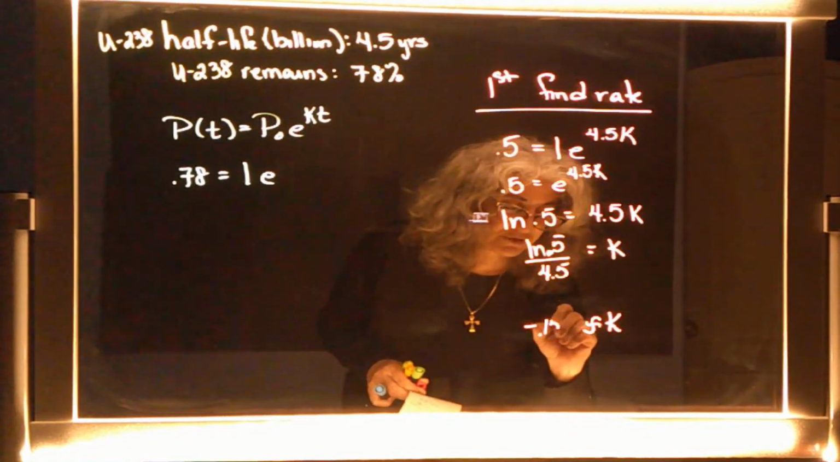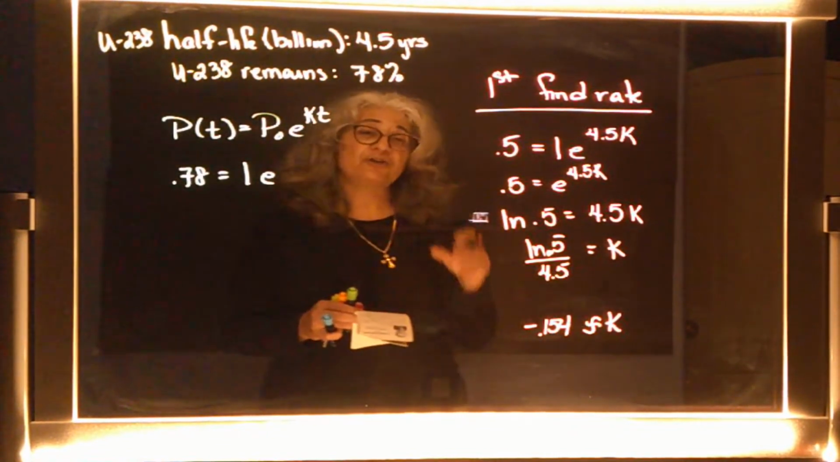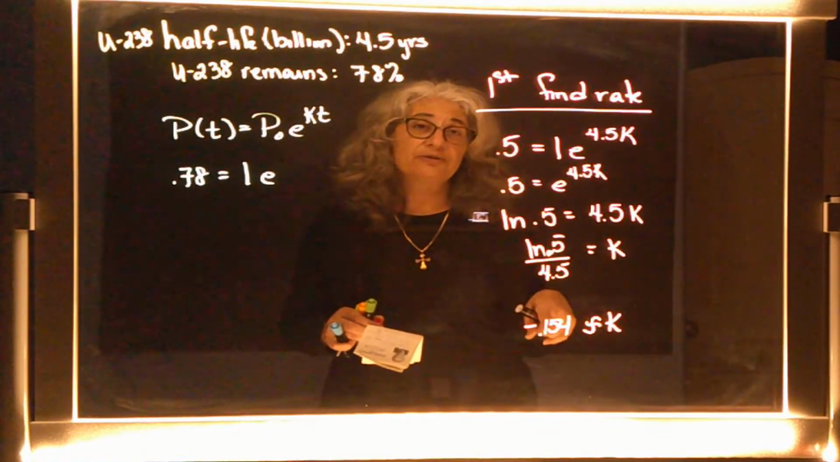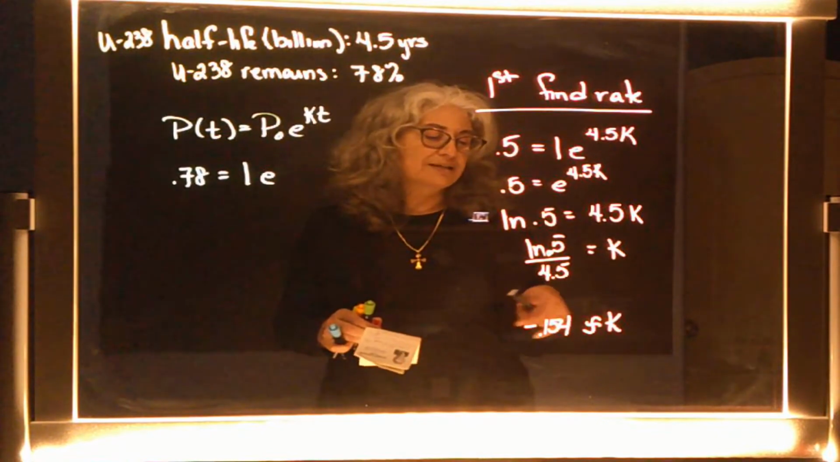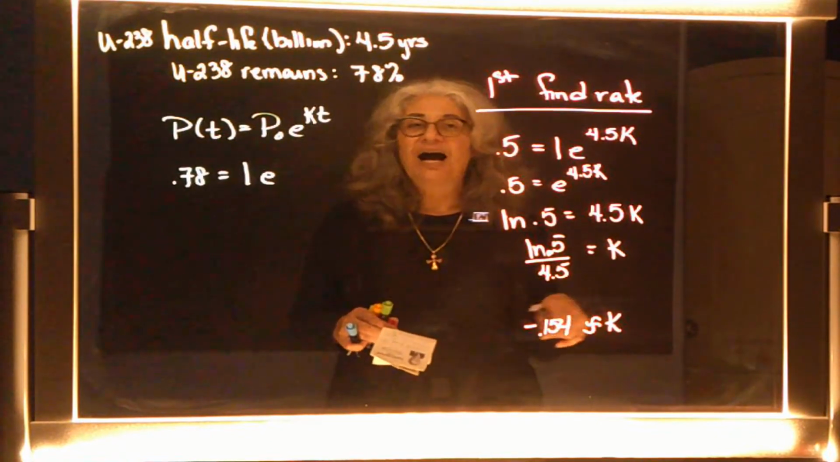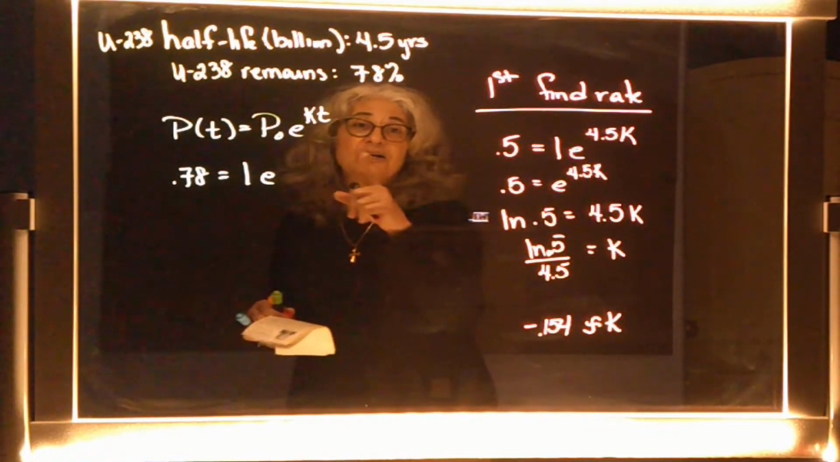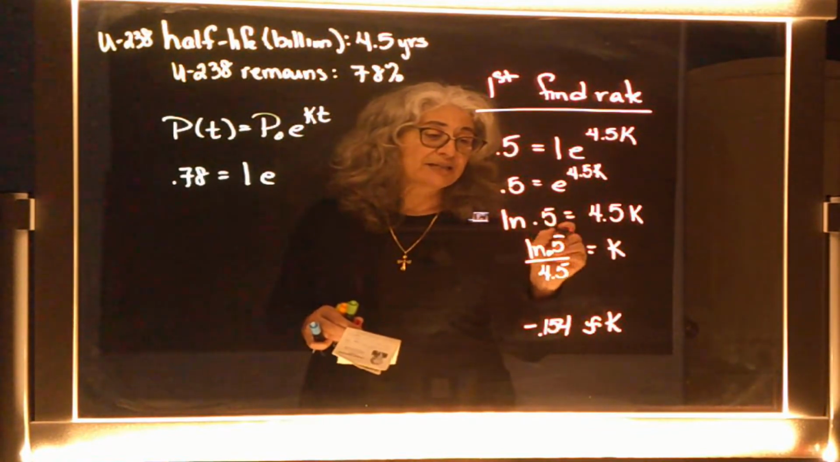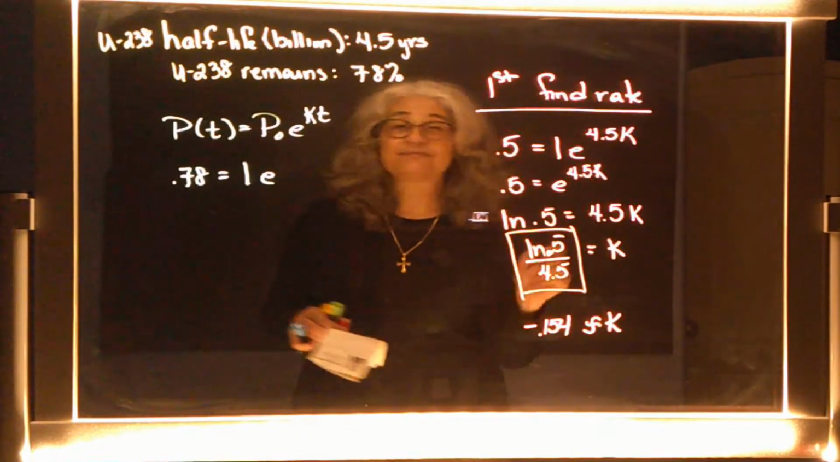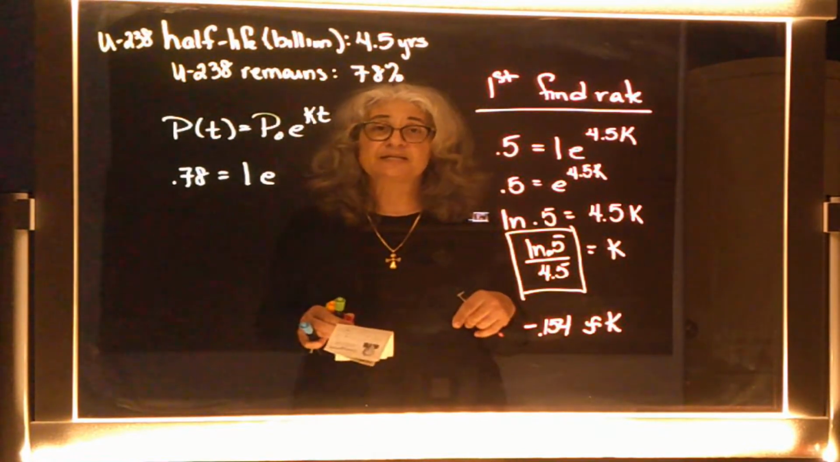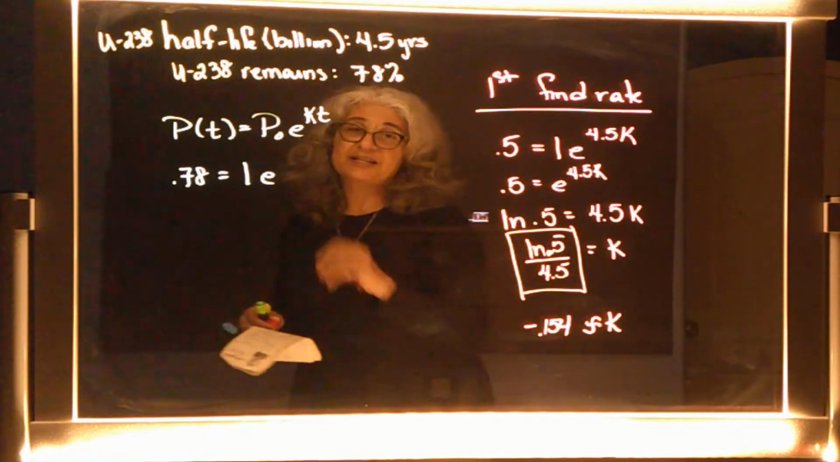Negative 0.154. And some of you are like, how do you know how much to round? In actuality, I'm going to leave that number in my calculator. Why? Because I don't want to round this. I want to round at the final answer. So now that I've got the k rate, which thankfully is negative because it was supposed to be decay, I know how to finish setting this up.